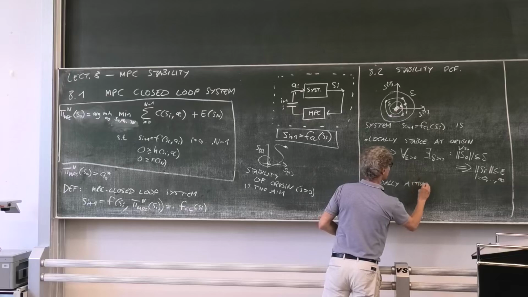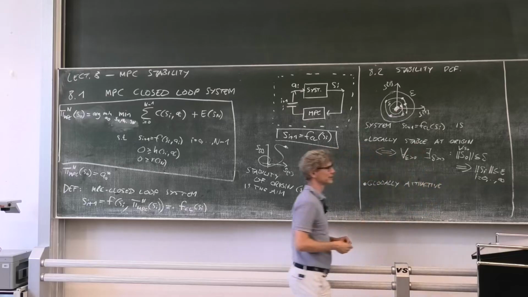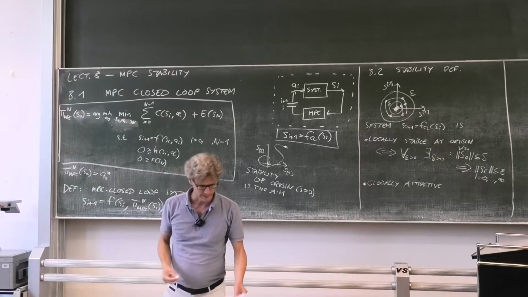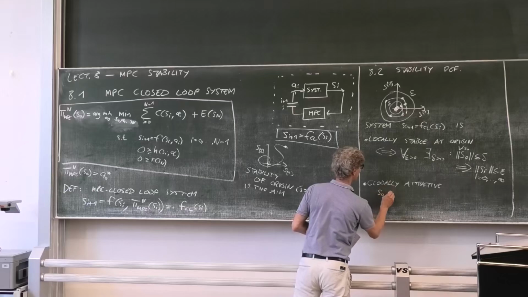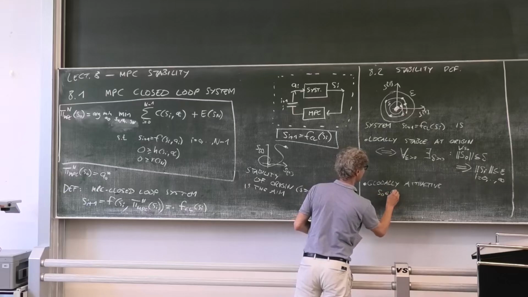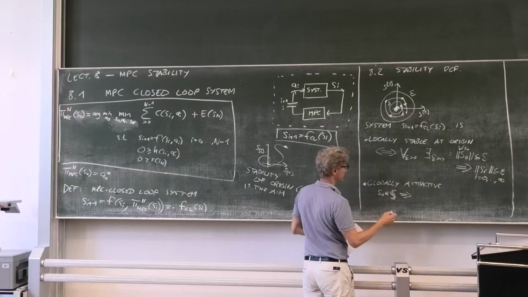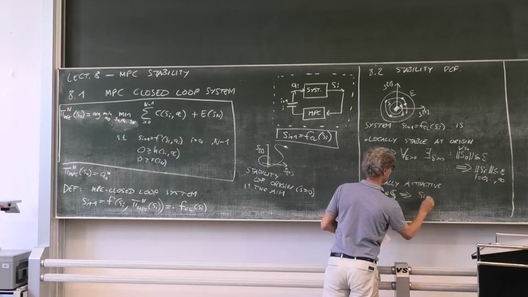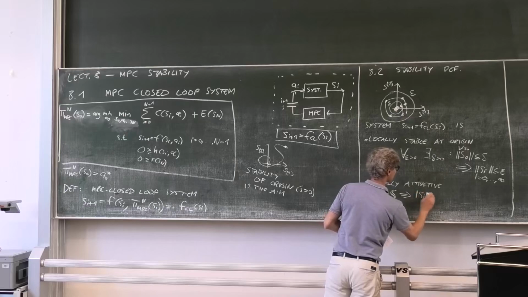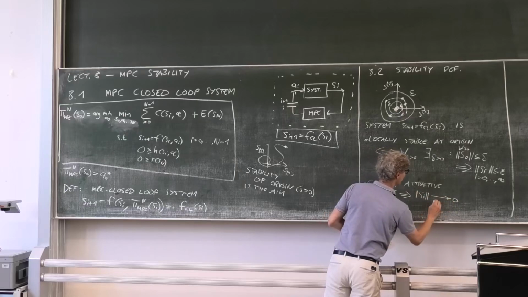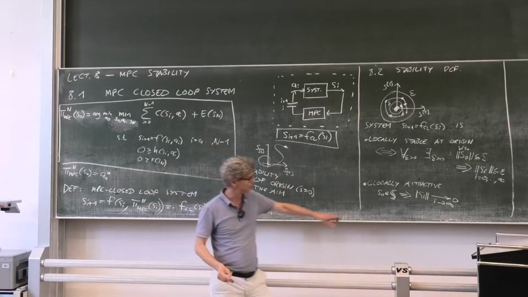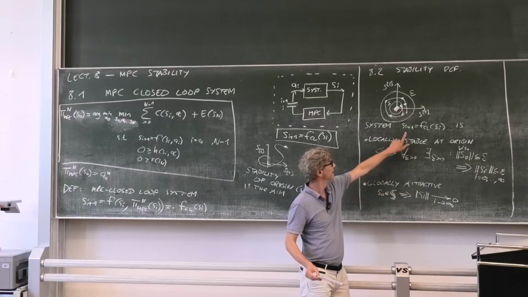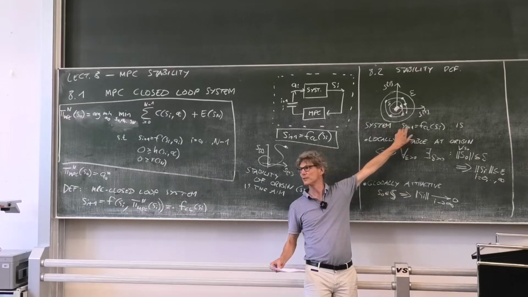So I want my system to be globally attractive as well, and this origin should be a steady state. Globally attractive just means that, independent of where I start, S0 an element of the whole state space, the sequence of S_i converges to 0 as i goes to infinity. This is now a property for every single trajectory. Whenever I use S_i, I mean a trajectory that follows the closed loop dynamics.